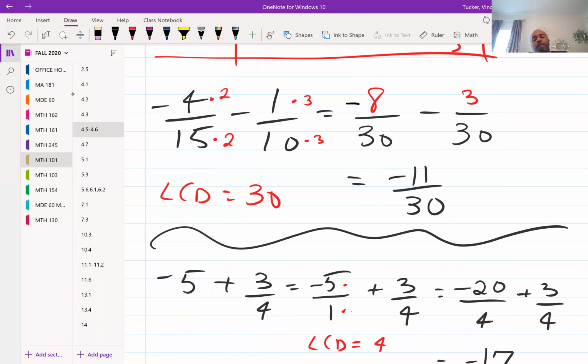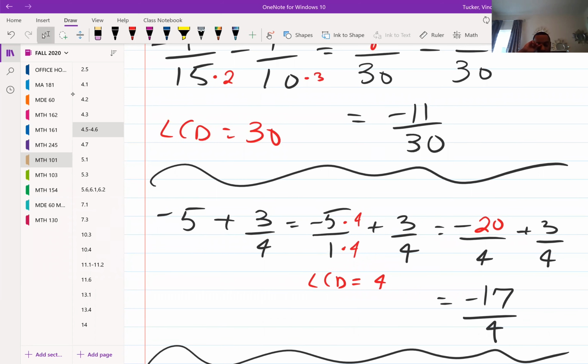And for the LCD, you have 1 and 4 in our denominators. So 4 is going to be that LCD. 4 can divide into itself. And then also you can multiply that 1 times 4 in order to turn it into a fraction with 4. So that would be negative 20 over 4 plus 3 over 4. And add those numerators together, negative 20 and positive 3 would be negative 17.